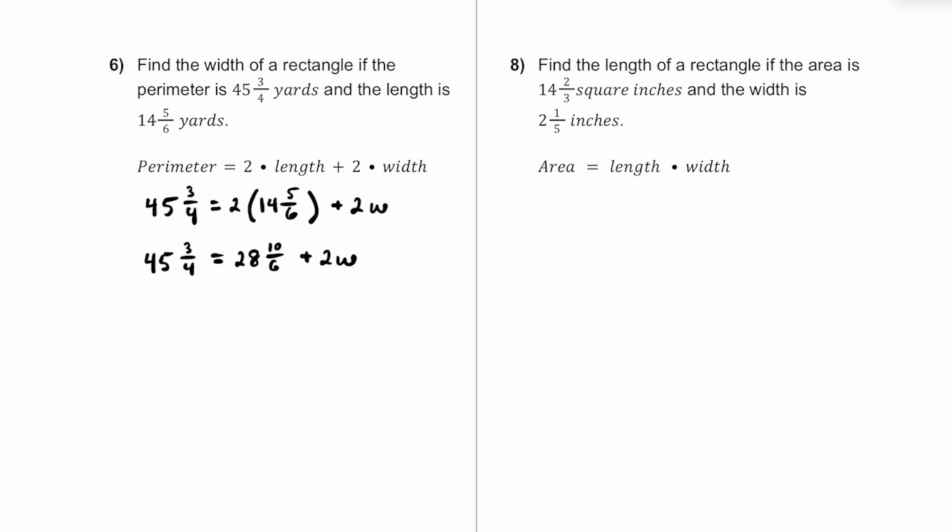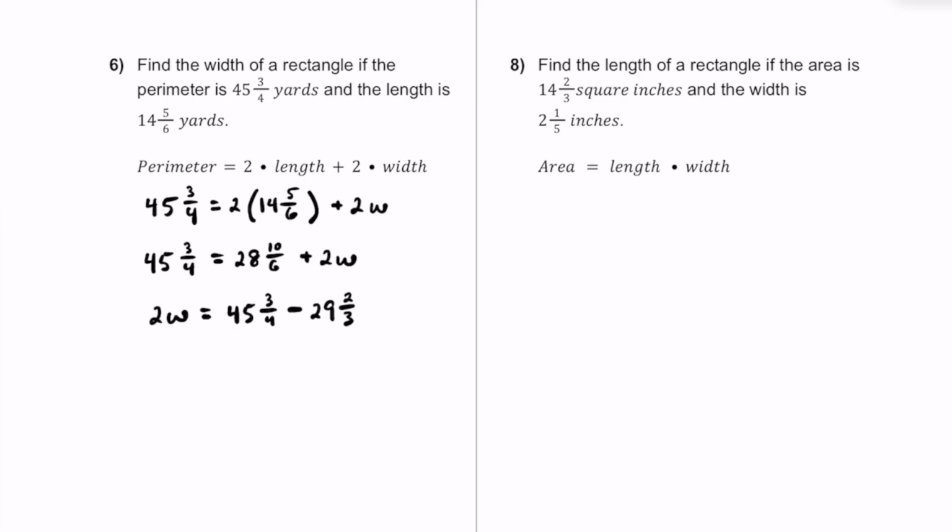So I'm going to rearrange this a little bit here. I'm going to say if you do 2 times the width, that's going to be 45 and 3/4 minus, and I'm also going to rearrange this a little bit and regroup it. So it's going to be 29 and 4/6, but 4/6 just simplifies down to 2/3 here, right? So doing a couple steps in one just to save a little bit of writing, but hopefully it makes sense that we should simplify the fractions as we go as well.